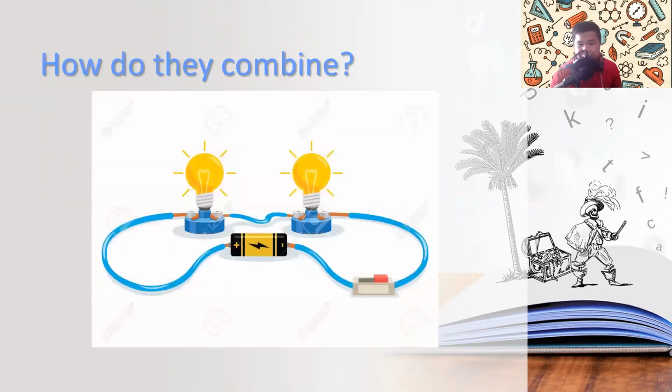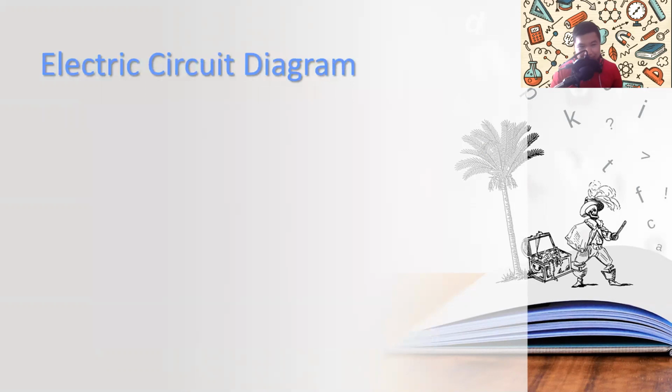Now, how do they combine? It looks a little something like this. See that? The wire goes and touches all of the components because the wire is where the electricity travels. And electricity travels through a switch. The switch can turn off or turn on the electric current so that when you don't need anything, you can just turn it off. And the light bulbs are the ones that use the electricity.